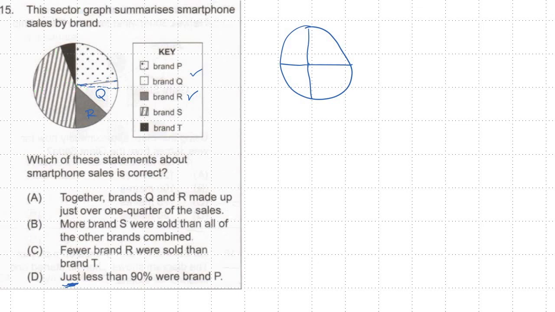Because if you were to cut this into 4 parts, it's just slightly over 1/4. This is the meaning of just. So you see, it's just over 1/4 of the sales. This is correct. But "just" is like slightly over or slightly less than. It is very obvious that P is a lot less than 90%. You see, it's not even half yet. So you cannot use "just" here, okay?